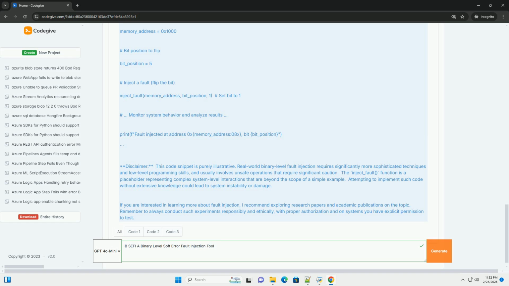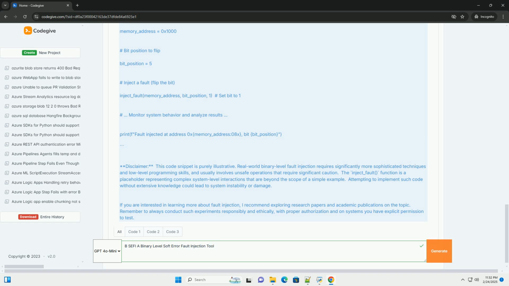Memory-based injection, directly modifying the contents of memory locations. This requires low-level access to memory, often achieved through operating system kernels or specialized debugging tools. Register-based injection, modifying the contents of processor registers. This is even more challenging and requires intricate knowledge of CPU architecture and access mechanisms. Instruction injection, injecting faulty instructions into the instruction stream. This necessitates understanding instruction sets and manipulating program execution flow.